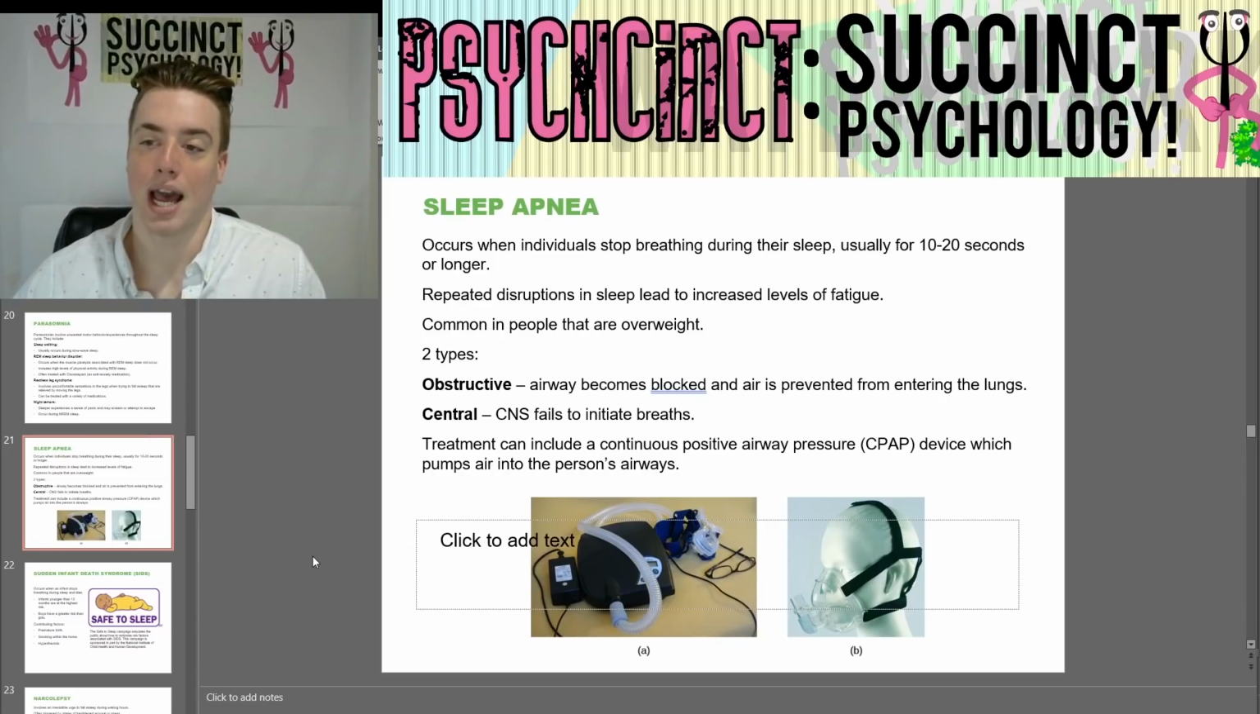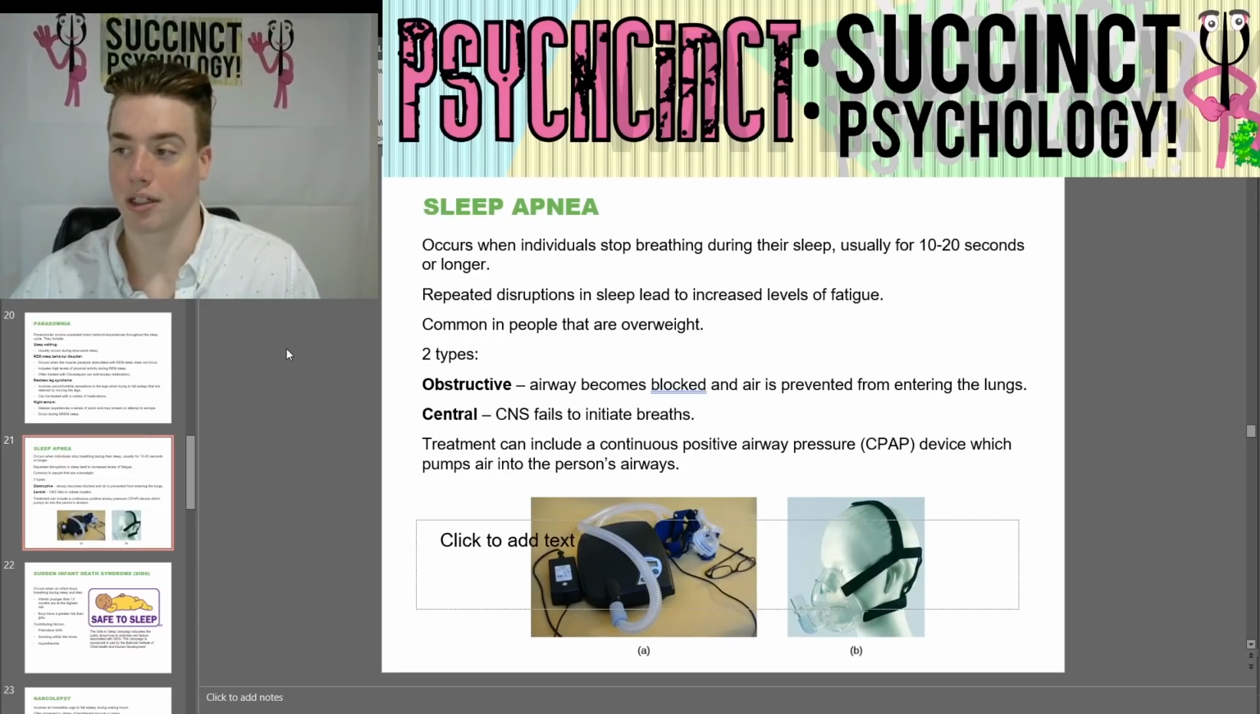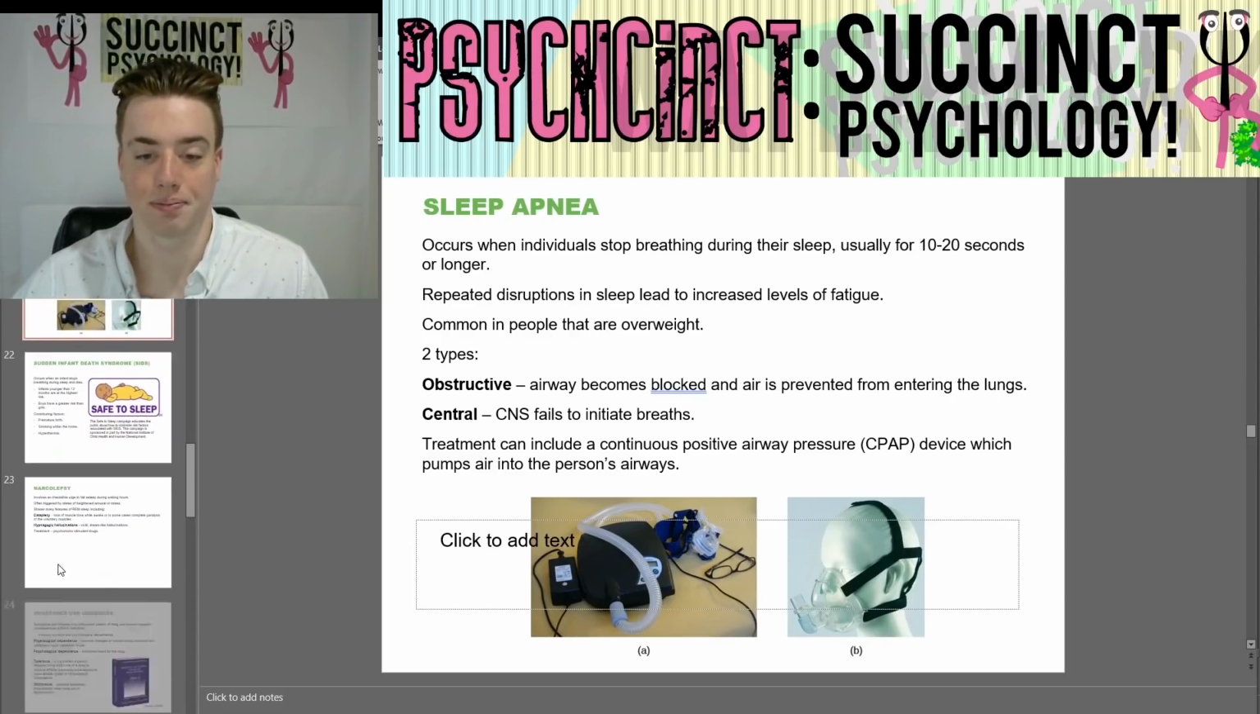All right, next we have sleep apnea. It occurs when individuals stop breathing during their sleep, usually for 10 to 20 seconds or longer. It causes repeated disruptions in sleep and leads to increased levels of fatigue. It's common in people who are overweight, and there are two types. Obstructive is when the airway becomes blocked and air is prevented from entering the lungs, and central is when the CNS fails to initiate breaths. Treatment can include a continuous positive airway pressure, or CPAP device, which pumps air into a person's airways. You can see right here, figure A and B, those are some CPAP devices, which can help sleep apnea.